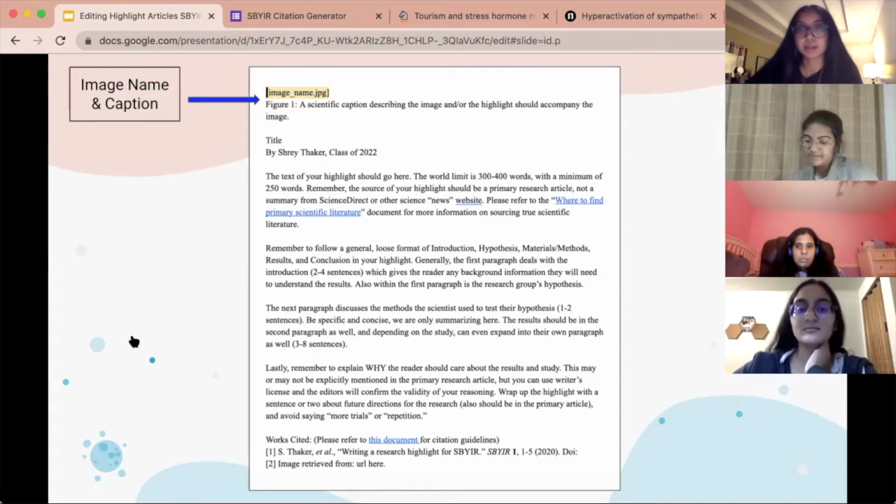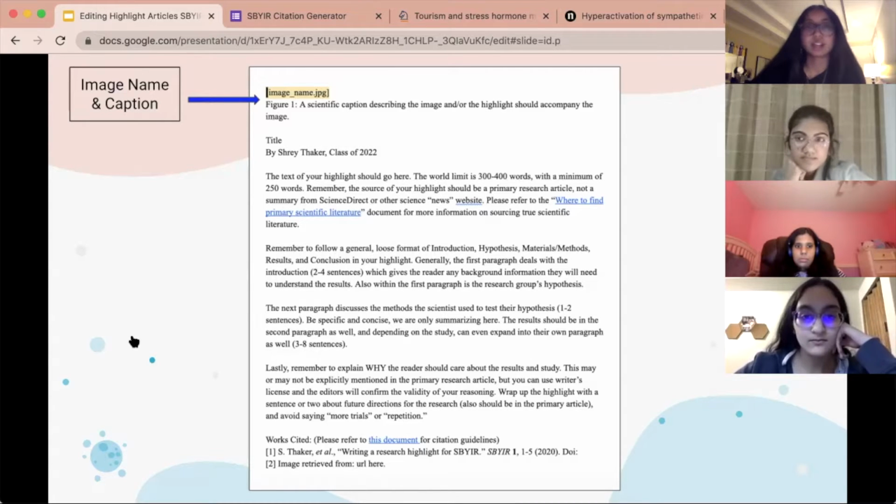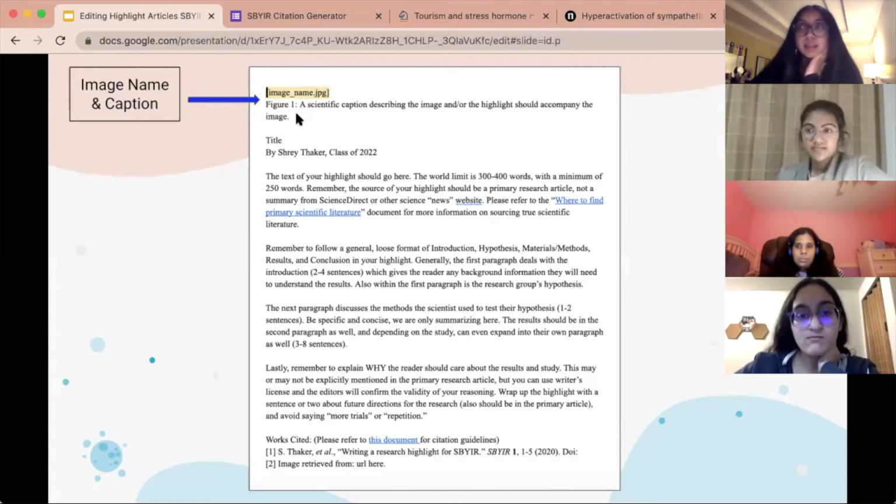And then when they upload that image as well as their piece to their Google Drive folder, we ask that they specifically include the name of the image at the top of their piece so that we know which image goes with which piece. And under that, we also ask that they include a short caption that describes what the image is showing, preceded by figure 1.